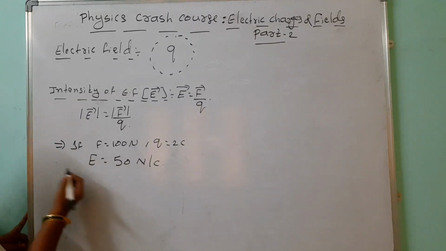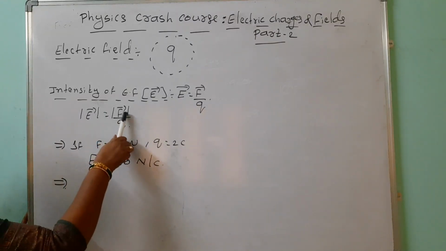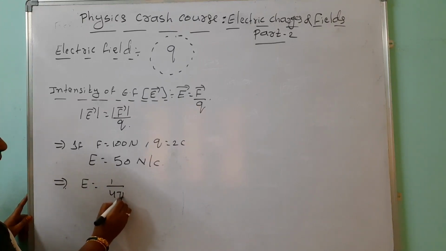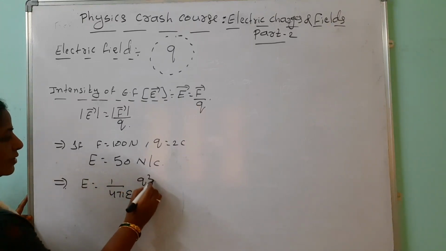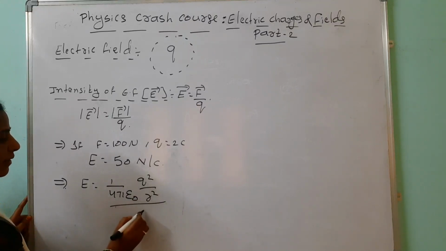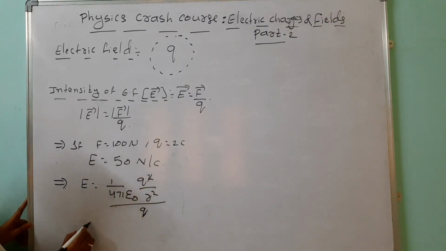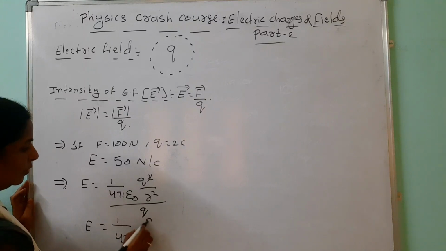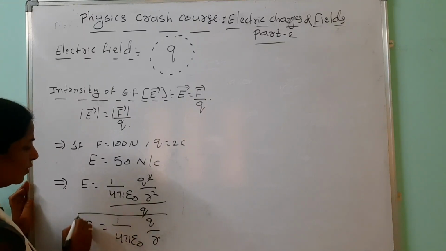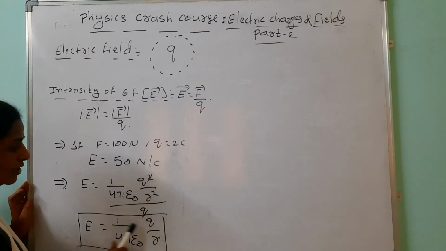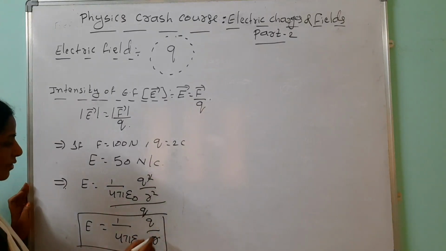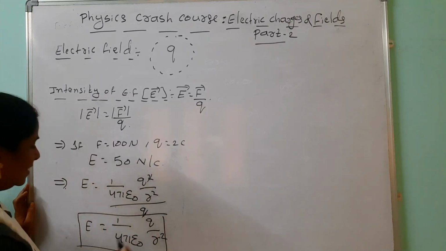In this case, one more formula is there. From Coulomb's law, you know the force formula. E equals, instead of F, we write 1 by 4 pi epsilon naught Q square by R square, divided by Q. After simplification, we get the expression for intensity, E equals 1 by 4 pi epsilon naught Q by R square. Many people confuse force and intensity. In force you get Q1, Q2, but in intensity only one charge is there, that is Q by R square. This is the expression for intensity.